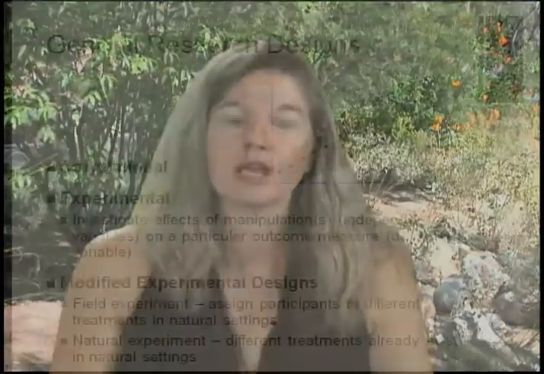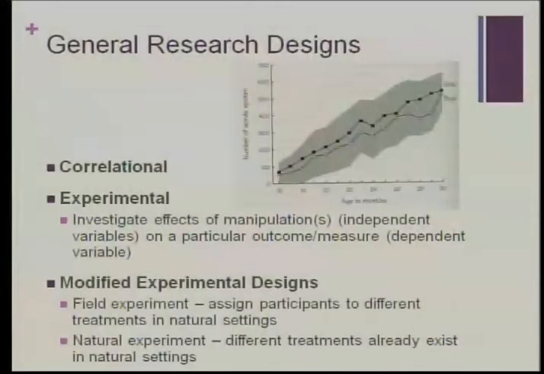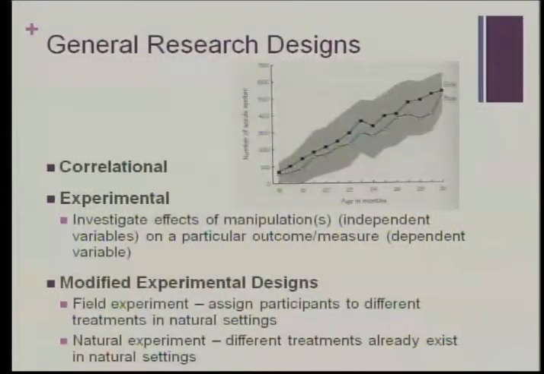Okay, so now that we have a sense of how to collect research on children, I want to talk a little bit about designs. And there's different ways of how a study can be designed. And one of these is correlational, and it's simply where you're looking at the relationship between two things. So if you look at the graph on the PowerPoint, the graph shows the difference between boys and girls and the number of words spoken from 16 to 30 months.